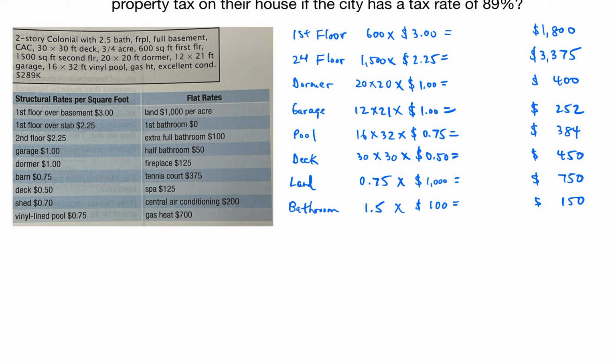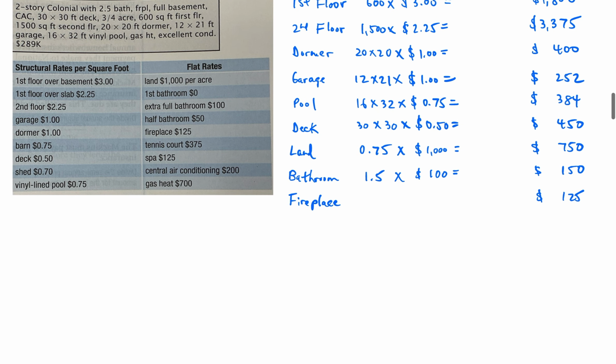All right, a few more things. The next one is the fireplace. Okay, you'll see that this has a fireplace, FRPL. Okay, and the fireplace is a flat $125. So that's going to be $125. There's also central AC. Okay, and that's what the CAC stands for, central air conditioning. And that's a flat $200.